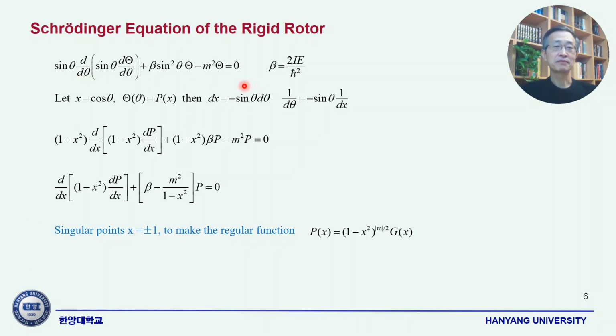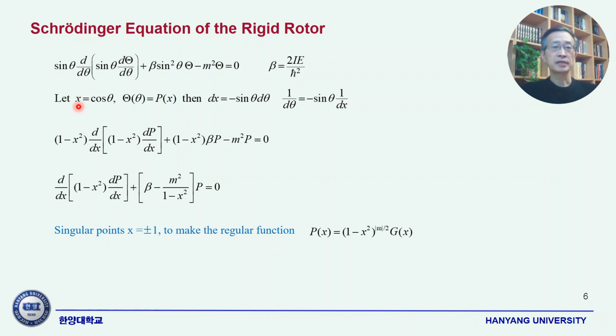Now, so this is the theta part. If I read it again, it's 1 over sine theta d/d theta of sine theta d Theta/d theta, plus beta sine squared theta Theta minus m squared Theta equals 0. Well, now this is a function of theta only, so we use d instead of the round derivative. Now you remember that beta was 2 I E over h bar squared, then your energy equals beta h bar squared over 2I. Okay, you remember that? And then in order to solve this, we are going to convert the variables, to handle it easily.